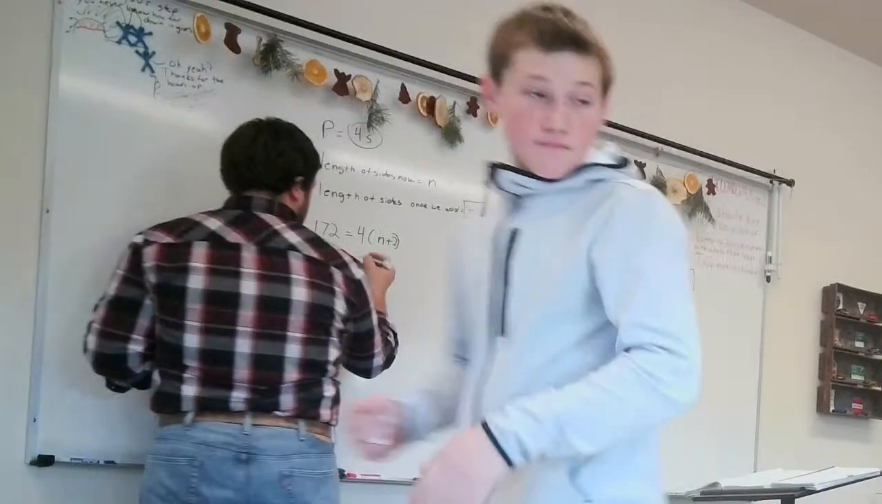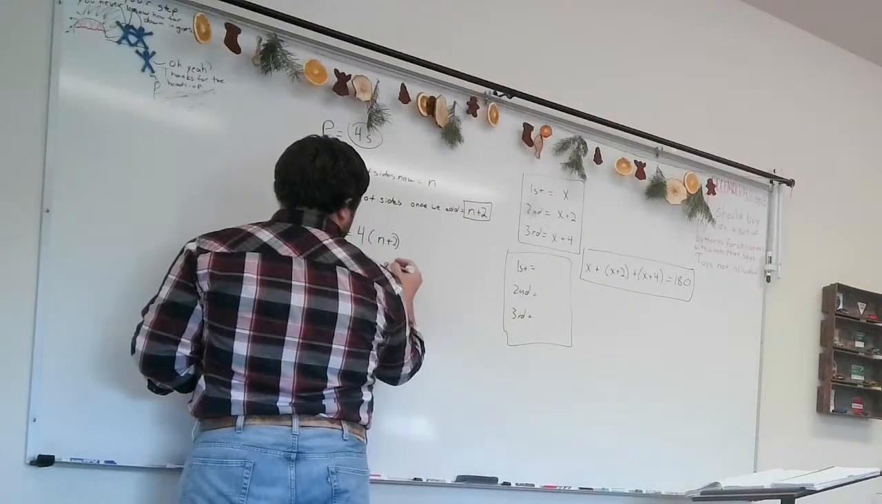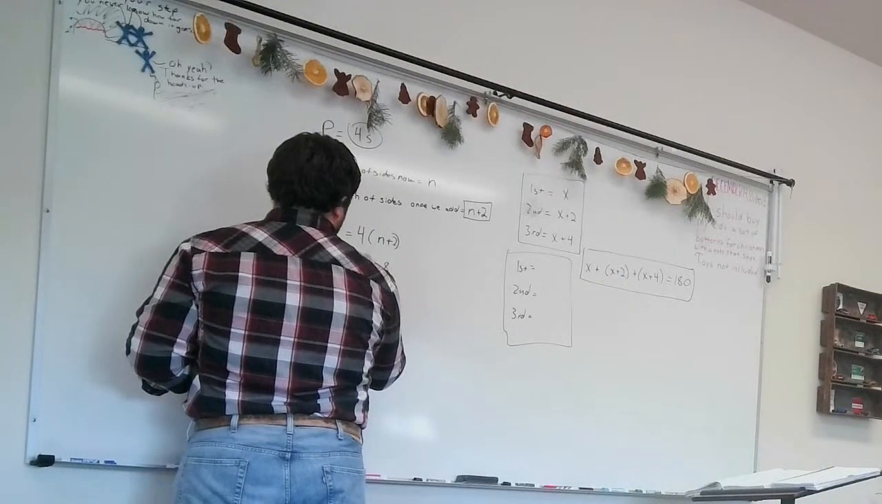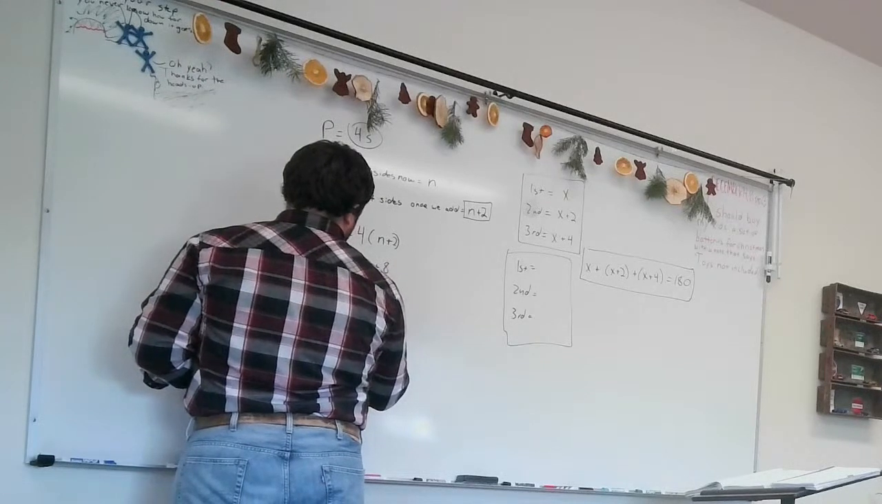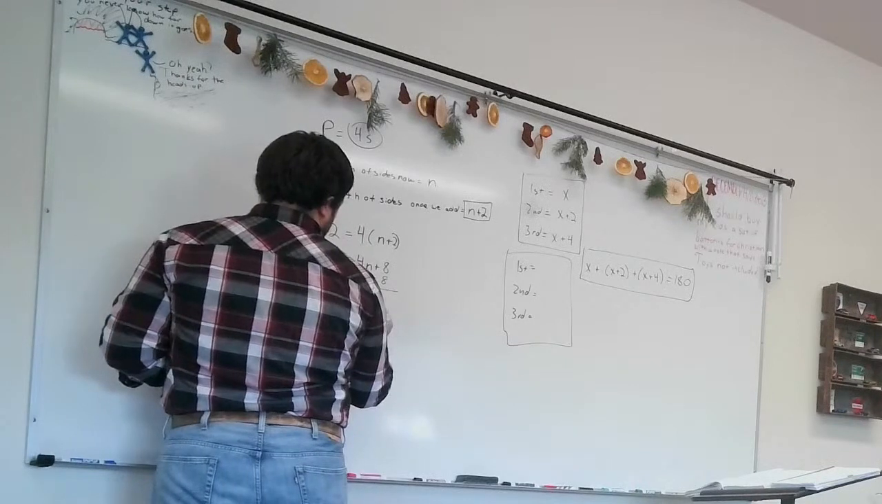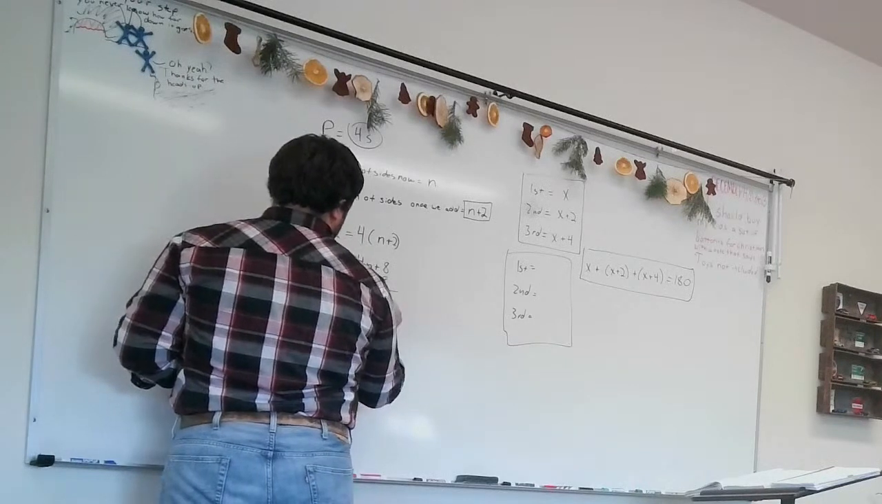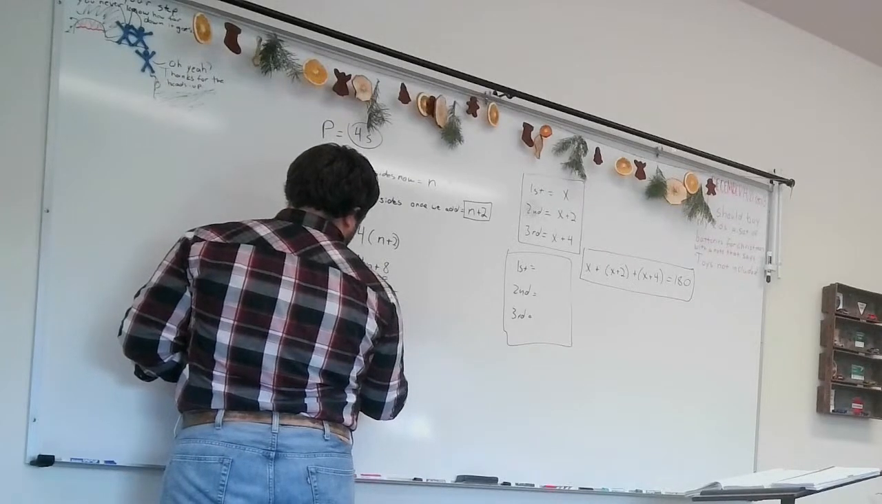I got n equals 41, right? So we go 4n plus 8 equals 172. Subtracting 8 on both sides, you get 164 equals 4n. Dividing both sides by 4, and we get 41 equals n. Okay, all right. So I know that.